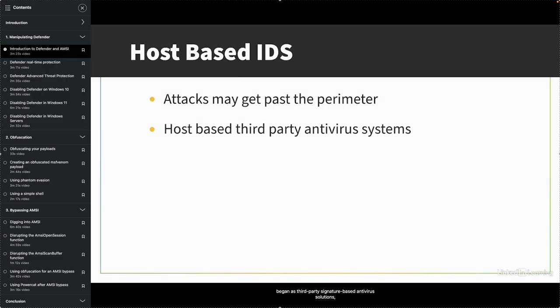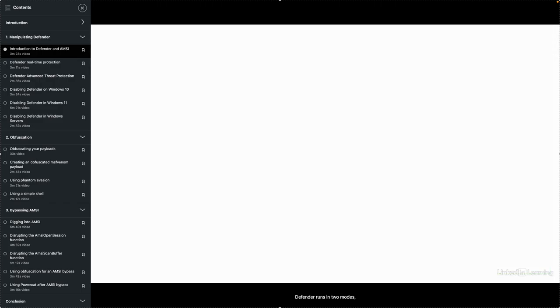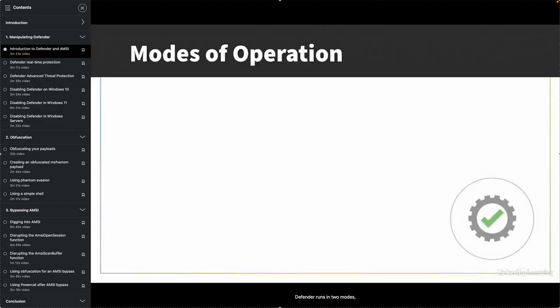Host-based malware detection began as third-party signature-based antivirus solutions, and these still exist in an updated form today. Microsoft developed a free anti-spyware program called Microsoft Defender that could be downloaded for Windows XP, and an antivirus solution called Microsoft Security Essentials. These products have merged and are now part of what is a complete suite of Microsoft Defender products. Defender runs in two modes.